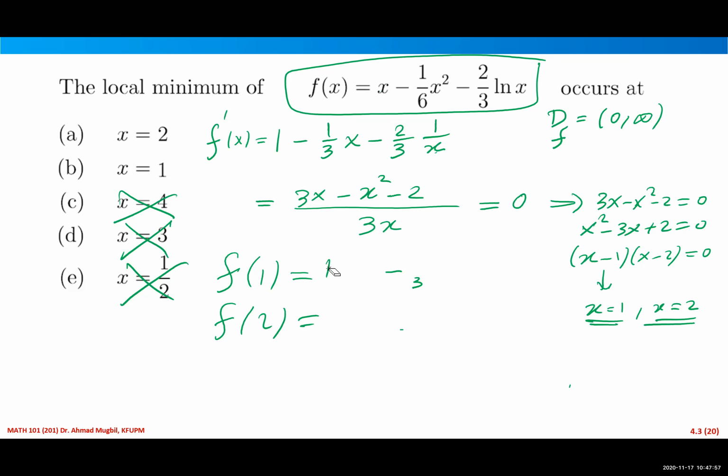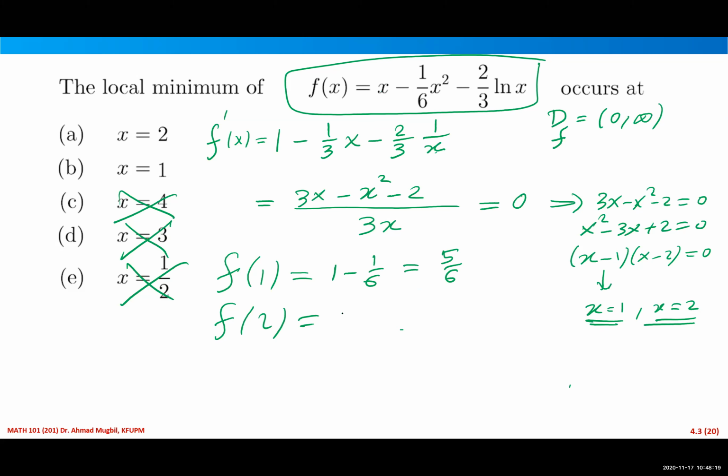So what do we have again? We have 1 minus 1 over 6 minus 2 over 3 times ln 1. ln 1 is 0. So it will be 5 over 6. Positive or negative, it doesn't matter here. We're talking about the function itself. Now, the larger one will be the maximum, the smaller value will be the minimum.